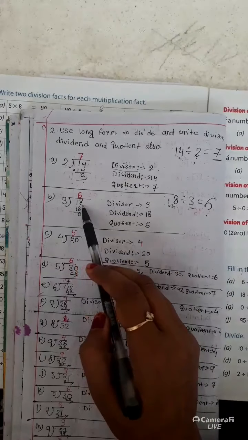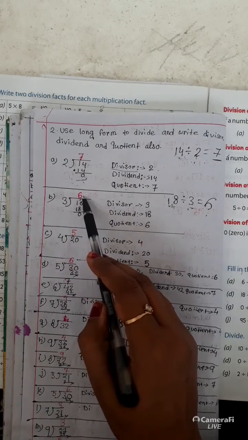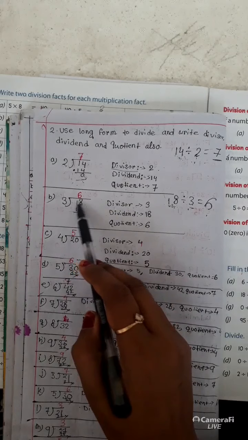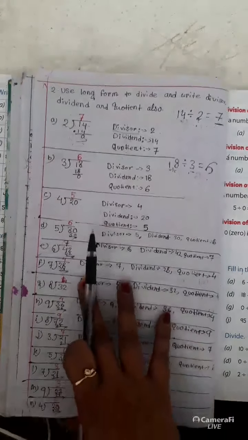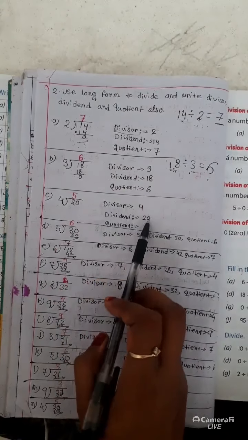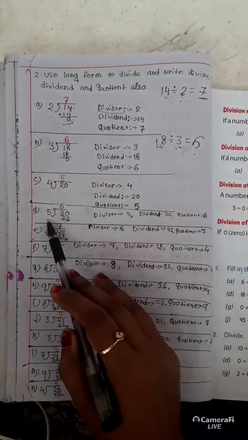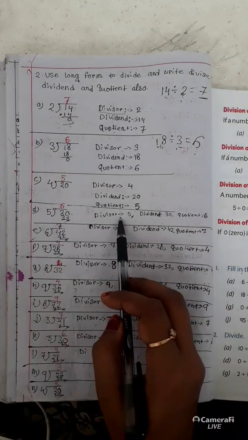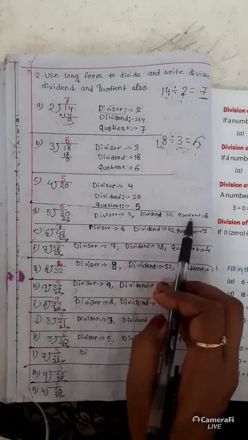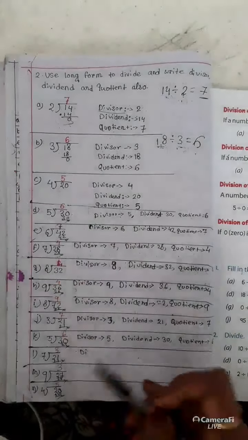Here 18 divided by 3. So 6 is quotient, 3 is divisor, 18 is dividend. 20 divided by 4. So divisor is 4, dividend is 20, quotient is 5. 30 divided by 5. 5 is divisor, dividend is 30 and quotient is 6, because 6 5s are 30. Like the same way you need to do.